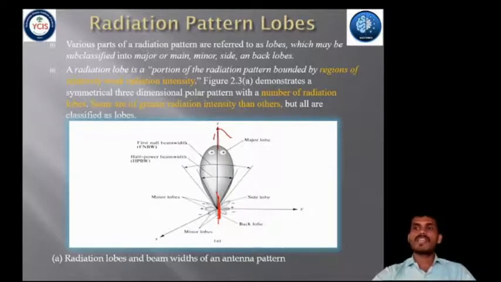The level of the minor lobe is usually expressed as the ratio of the power density in the lobe in question to that of the major lobe. This ratio is termed the side lobe ratio or side lobe level. A side lobe level of minus 20 dB or similar or smaller is usually not desirable in most applications.